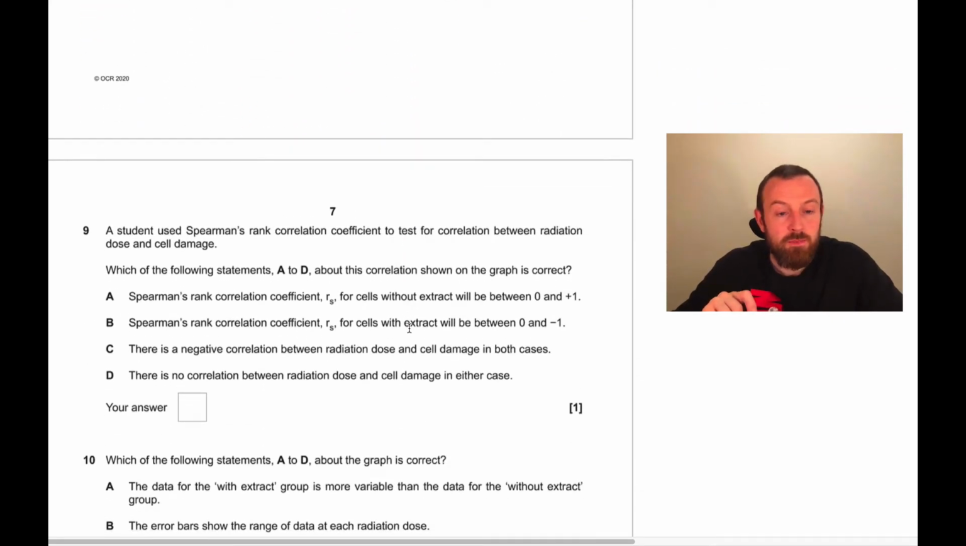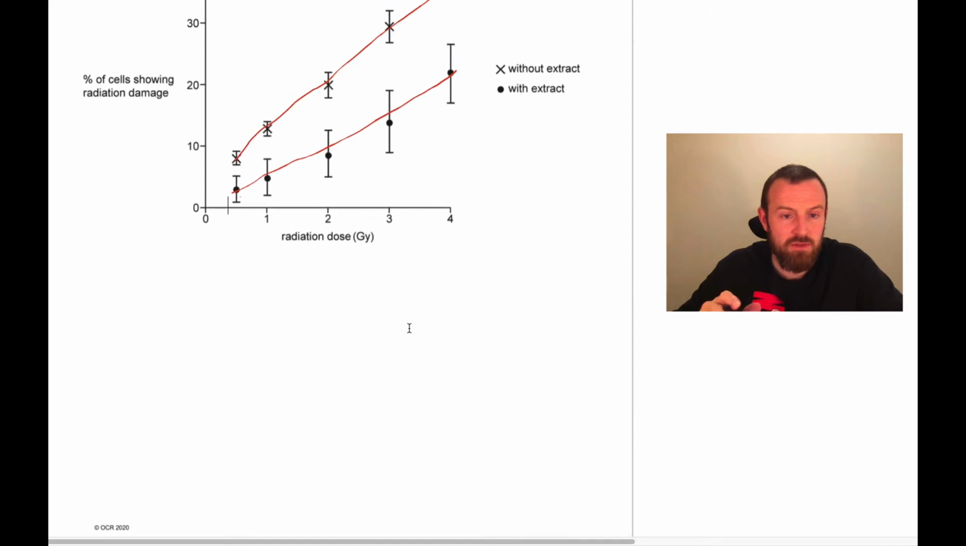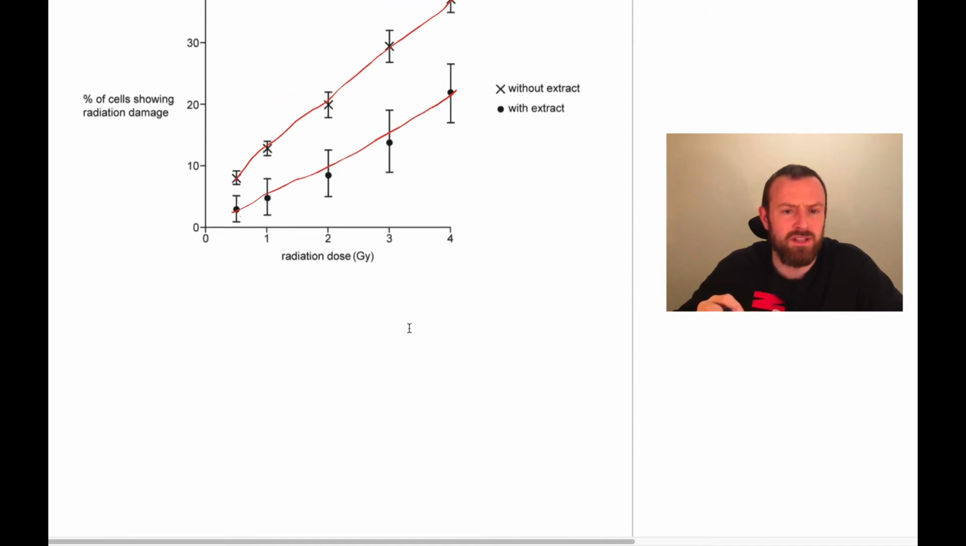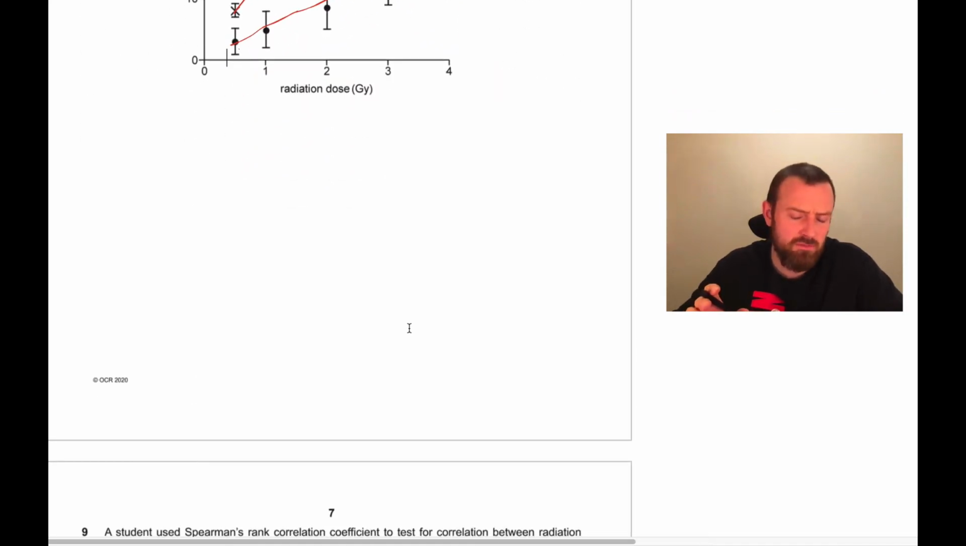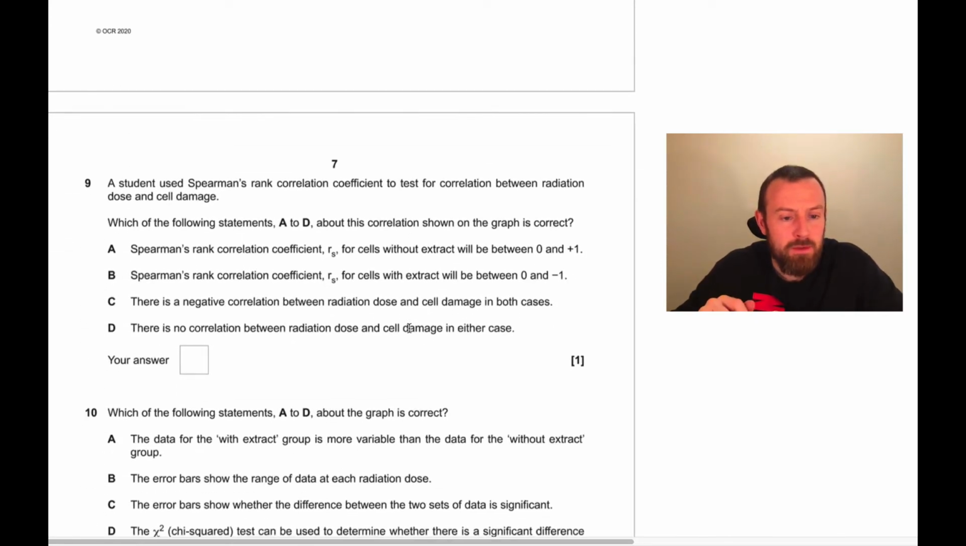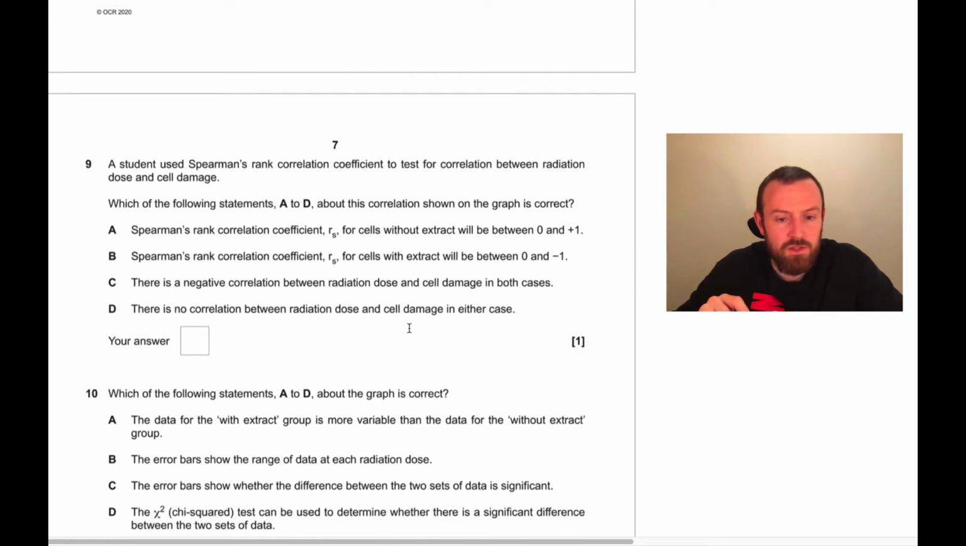A student used Spearman's rank correlation coefficient to test for the correlation between radiation dose and cell damage. Looking at both of these, it looks pretty clear that there is a strong correlation in both cases. But let's read the question. Spearman's rank correlation coefficient for cells without extract was between 0 and +1. That means we have a correlation. Yes, there's clearly a correlation. I think that's right. Spearman's rank correlation coefficient, RS, for cells with extract was between 0 and -1.